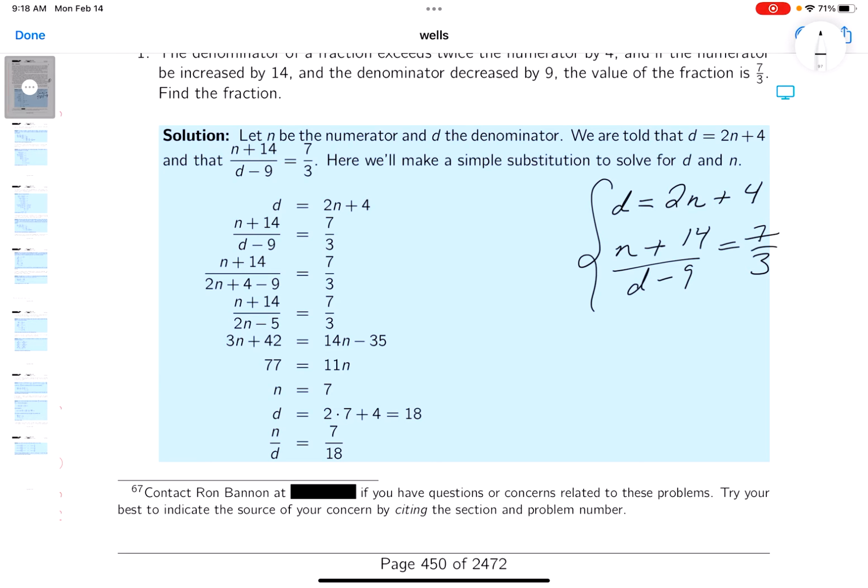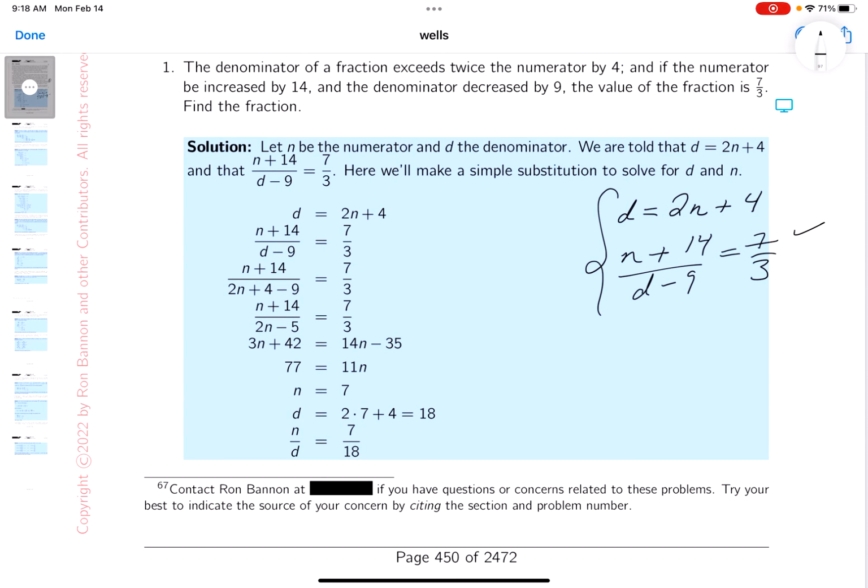The first thing I do is simplify this fractional equation by multiplying both sides by the LCD. Some people call this cross multiplication. That's fine, but I'll be honest with you, the word has fallen out of popular use, at least in the United States. So what do you get over here? 3n plus, let's see, 30 and 12, 42 equals 7d minus 63. What I'm going to do now is take this d, which is 2n plus 4, and plug it in over here. Let's see what you get.